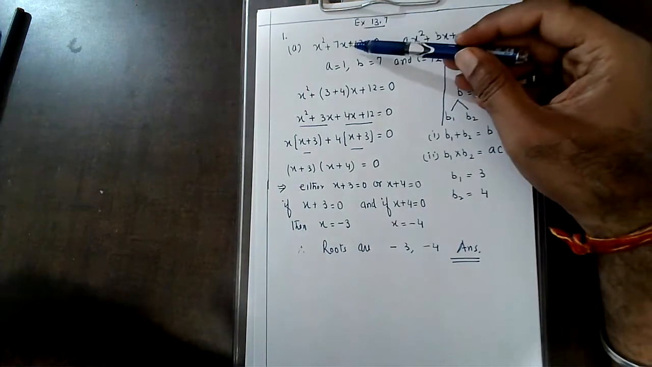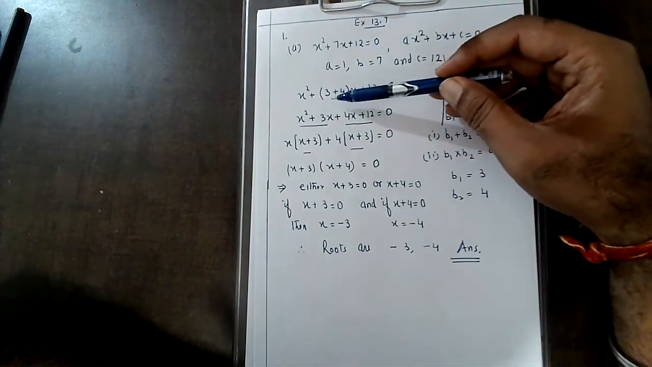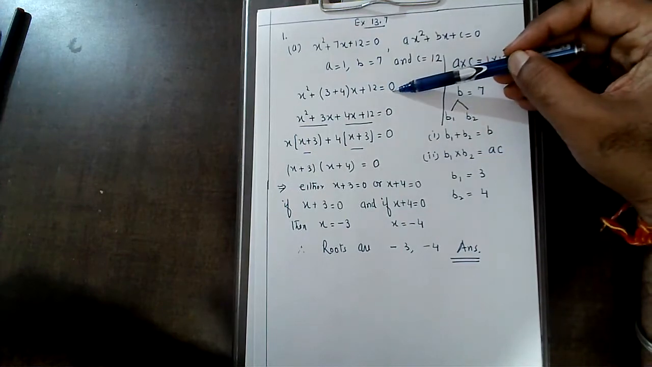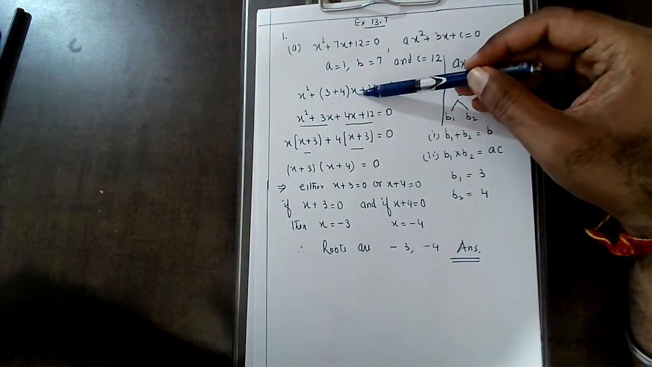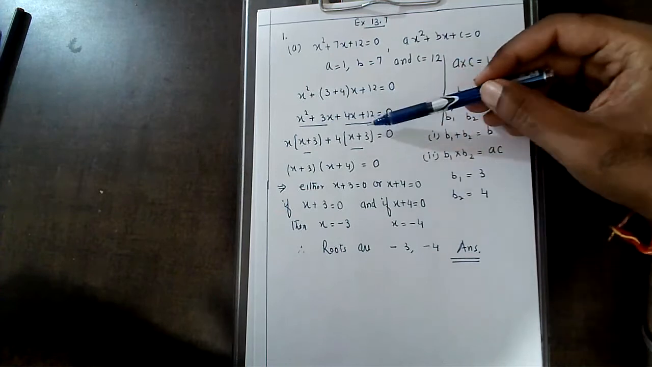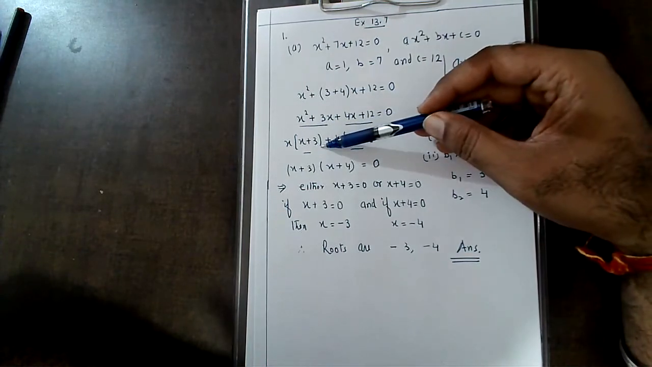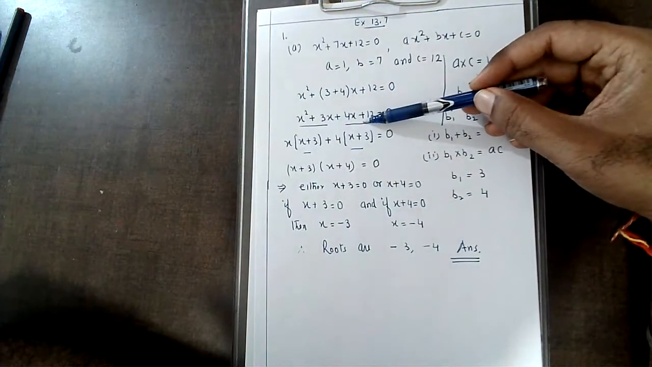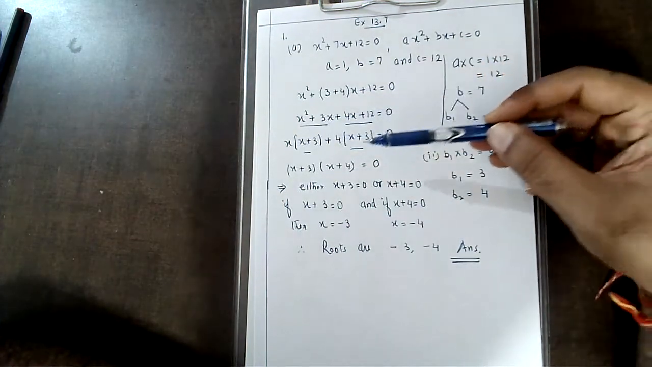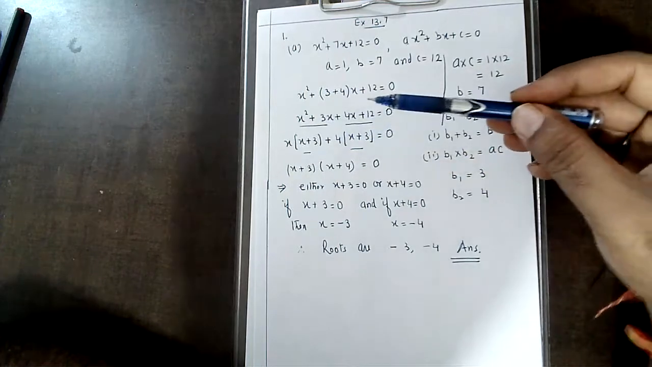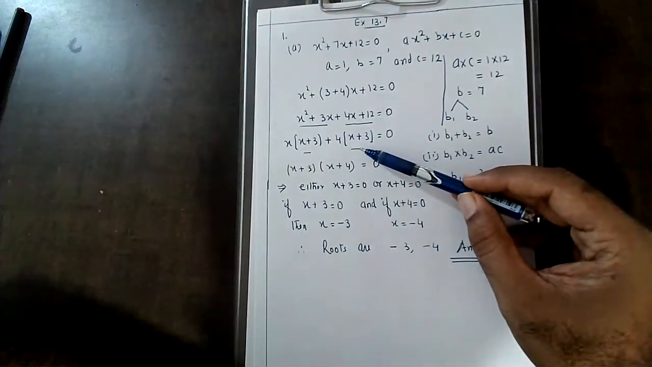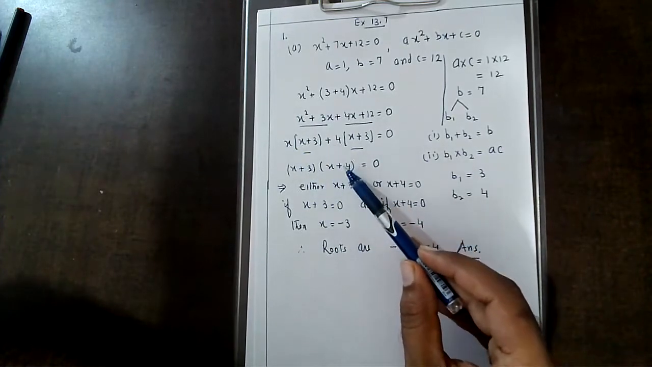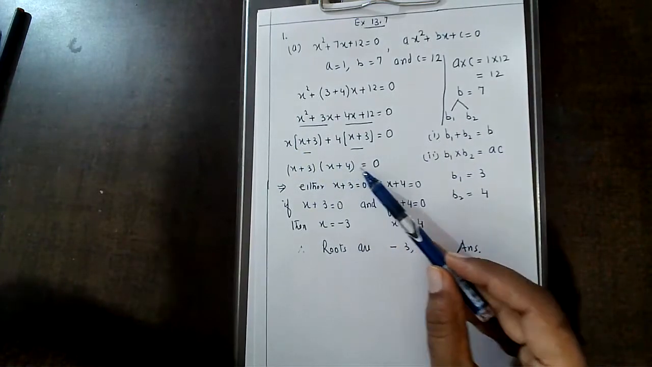Then we have written the equation as x square plus 3x plus 4x plus 12 is equal to 0. Open the bracket, make the pairs, take out common. From the first pair, that is x, and 4 from the second pair, we are left with x plus 3. Then we have taken the whole term x plus 3 as common. We are left with x, sign is plus, then we have written 4, is equal to 0.